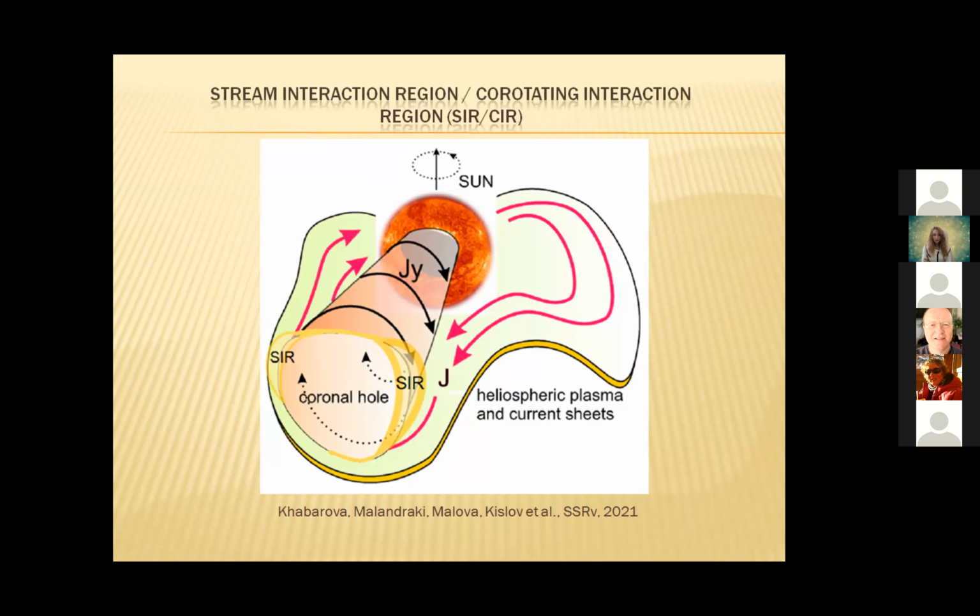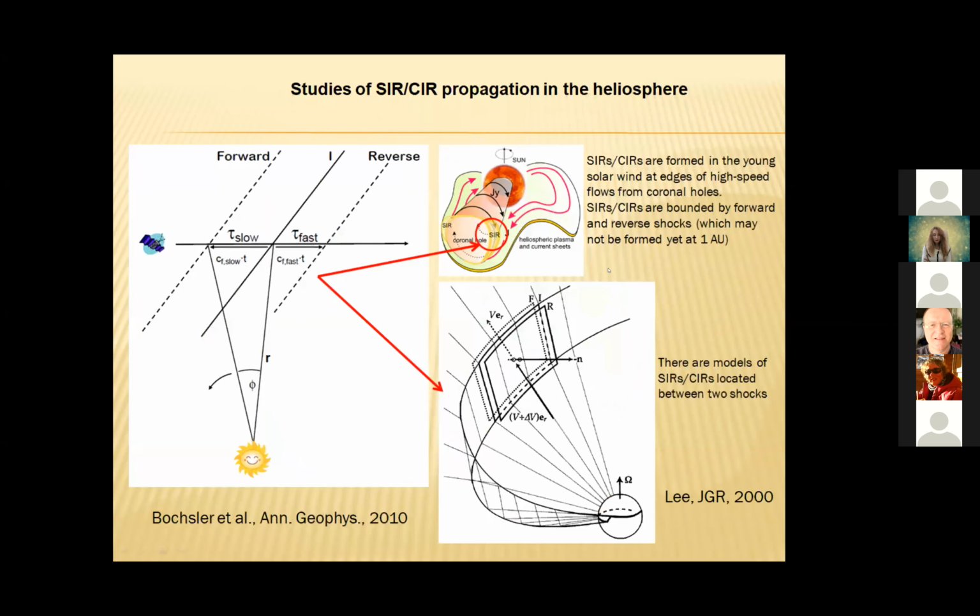In this case, we can think not only about the speed of the plasma flow inside these walls, but also about its large-scale movement around the Sun. It can rotate. Stream interaction regions are formed in the young solar wind at the edge of high-speed flows from coronal holes. They are bounded by forward and reverse shocks, which may not be formed, of course, at 1 AU.